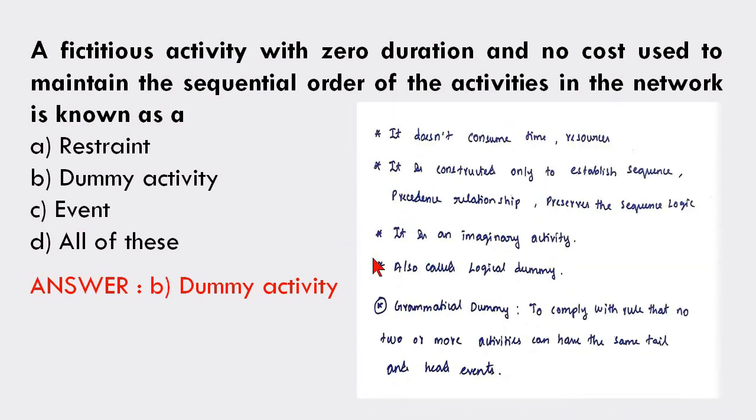Some important points related to dummy activity: it doesn't consume time and resources. It is constructed only to establish sequence precedence relationship, preserves the sequence logic. It is an imaginary activity, also called logical dummy. Grammatical dummy. Okay, so grammatical dummy means to comply with rule that no 2 or more activities can have the same tail and head events. That is called grammatical dummy.